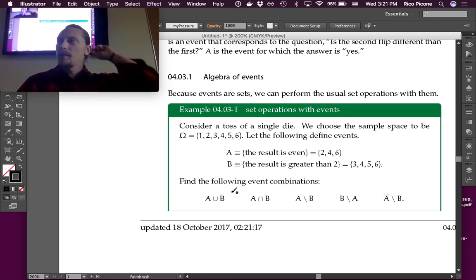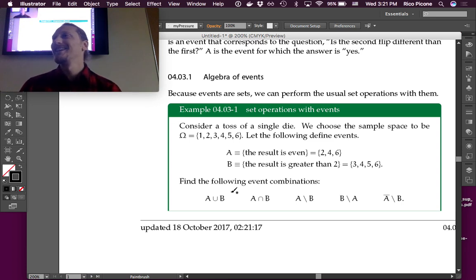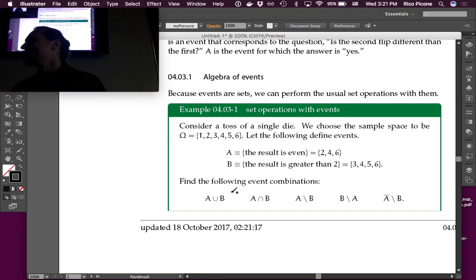This is your first pop quiz. It's worth a grade. Really? No, I'm kidding. I was like, wait, what? I should do that, though. That would be fun. No, that was mean.